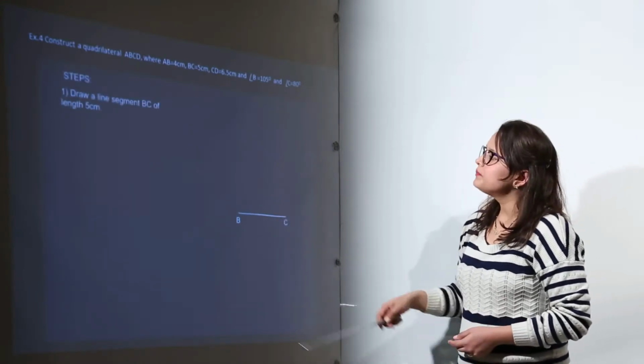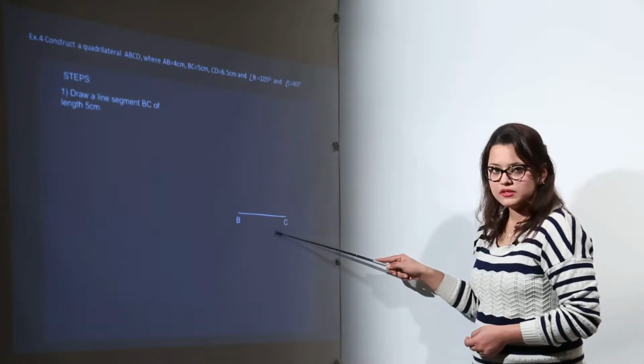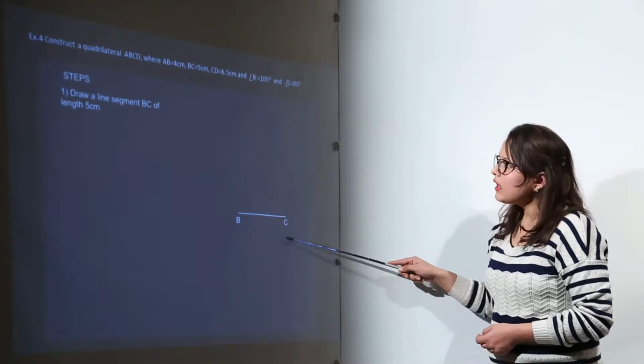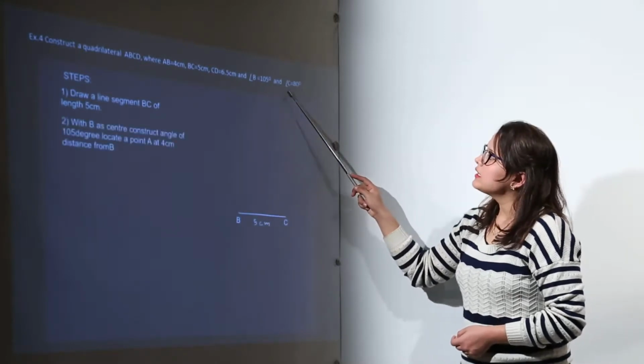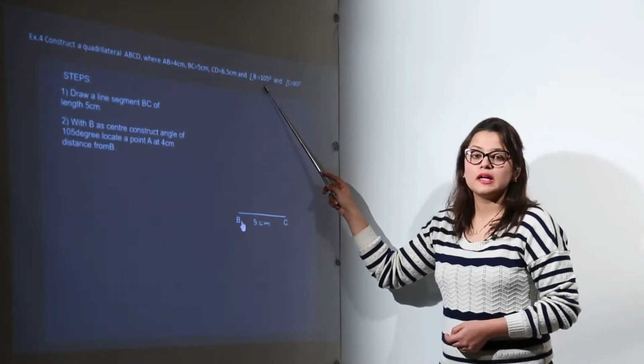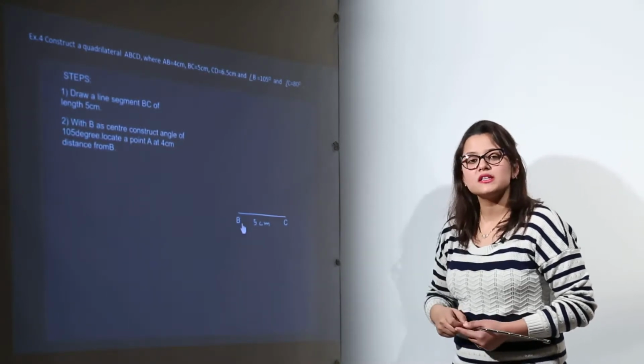Now let us start. We have made the line segment BC as 5 centimeters. That is the first step. Now the next step would be making the angles B and C. Angle B has to be made 105 degrees, and that will be the same as we discussed in the previous case.